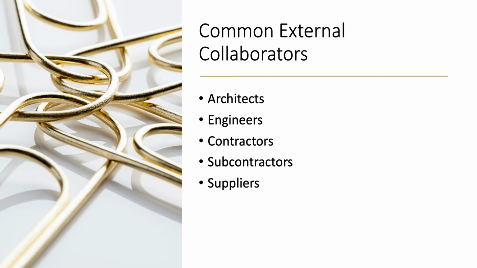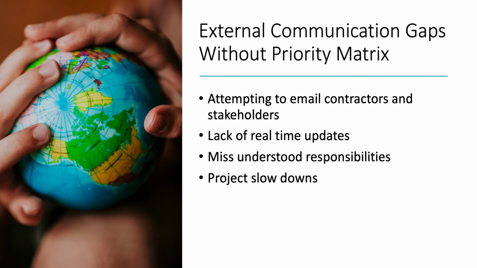So throughout the entire process of these construction projects, there's a lot of collaboration happening with these key players outside of the company. And with these external communication gaps, without Priority Matrix, there can be a lot of challenges that come up. And so what are those communication gaps that I typically see when I'm working with companies like this?